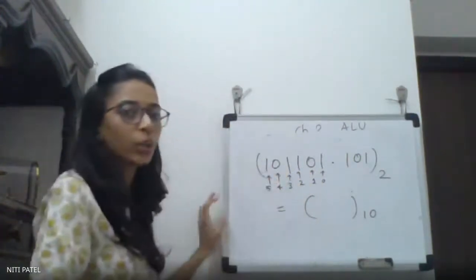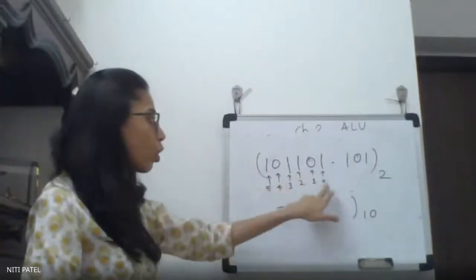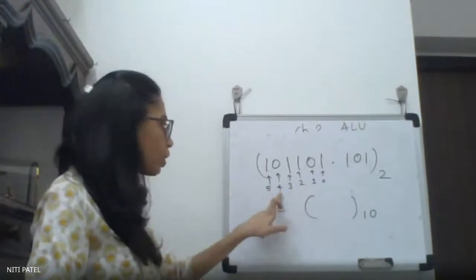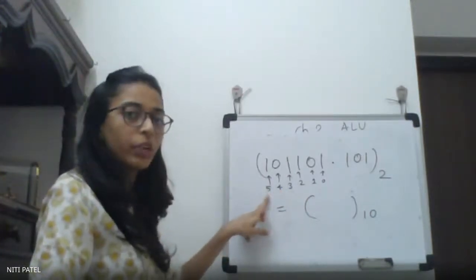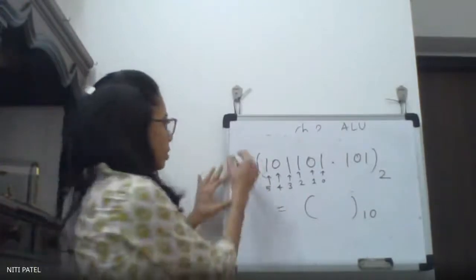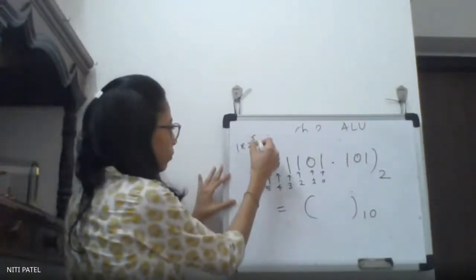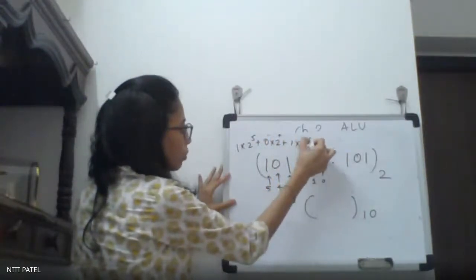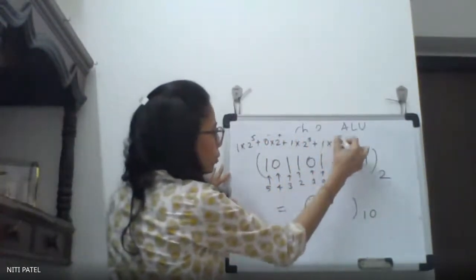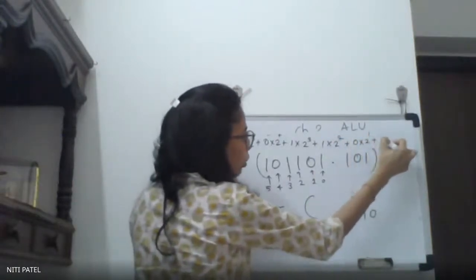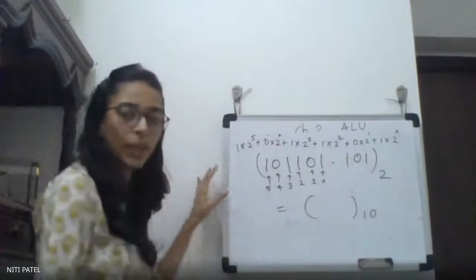Now you will multiply it with what? 2 raised to 0, 2 raised to 1, 2 raised to 2, 2 raised to 3, 2 raised to 4, 2 raised to 5. Which number is to be multiplied? The number which is written over here. So it is 1 into 2 raised to 5 plus 0 into 2 raised to 4 plus 1 into 2 raised to 3 plus 1 into 2 raised to 2 plus 0 into 2 raised to 1 plus 1 into 2 raised to 0. Am I correct?